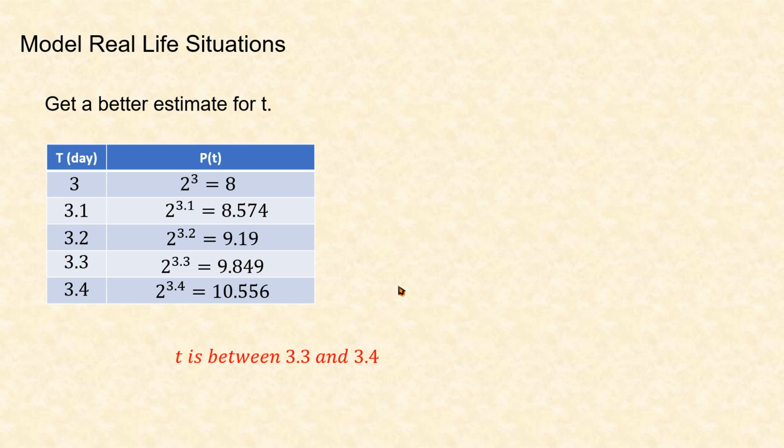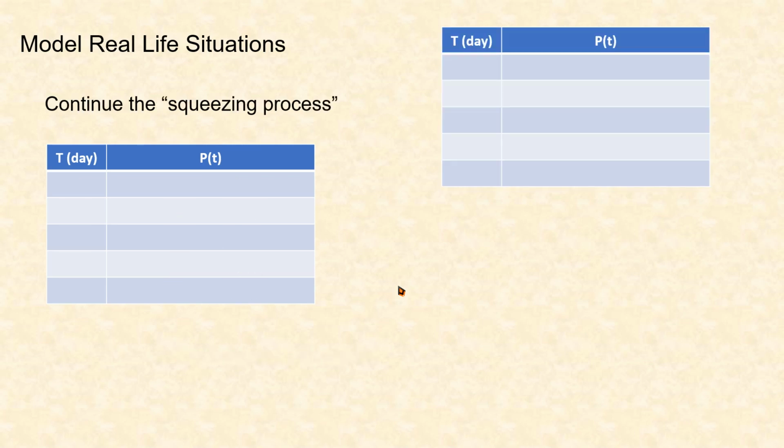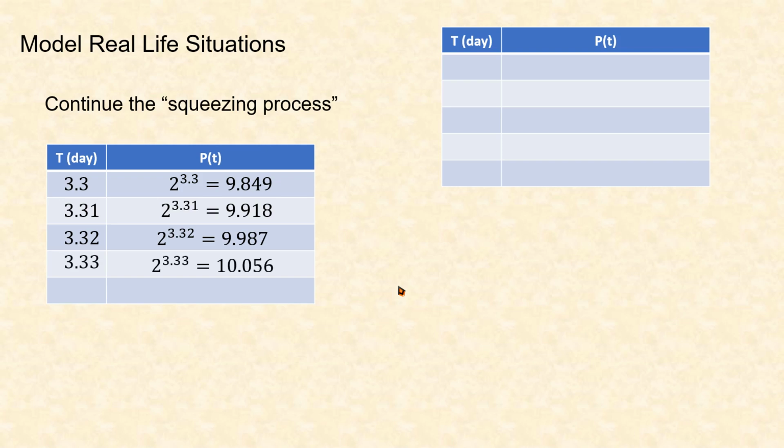You see? If I want to estimate some more, they want us to continue the squeezing process, right? So I know it's between 3.3 and 3.4. I'm going to start with 3.3, and that's 9.849. I'm going to go up more than 3.3, but less than 3.4. It's going to be 3.31, 3.32, 3.33, like that, right? So I'm going to try that. I get 9.918. Not enough, right? Try 3.32. Maybe it's better. Well, it is better, 9.987. Maybe 3.33 then. 3.33 happens to be over, right? So I know now it's between 3.32 and 3.33.